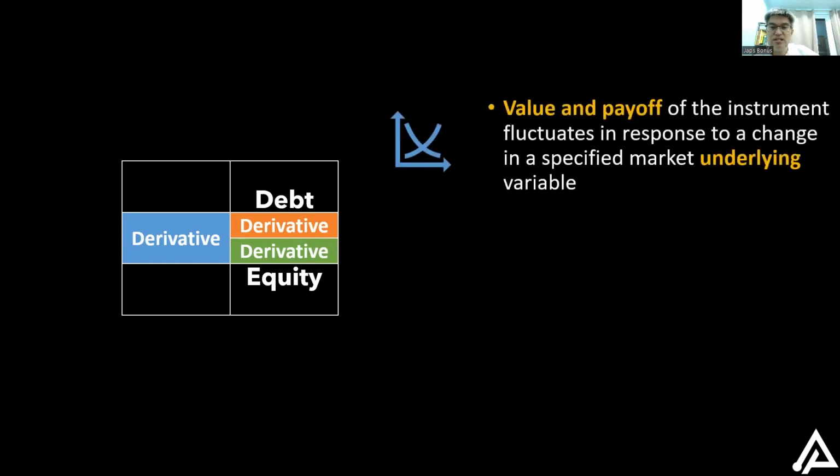A derivative is a contract wherein its value and payoff fluctuate in response to a change in a specified market underlying. So the contract's value depends on where a particular market underlying, which is defined in the contract, ends up by the time the contract matures. An example would be interest rates, foreign exchange conversion rates, equity prices, and even commodity prices. And currently, there are also derivative contracts built on digital or cryptocurrency assets.